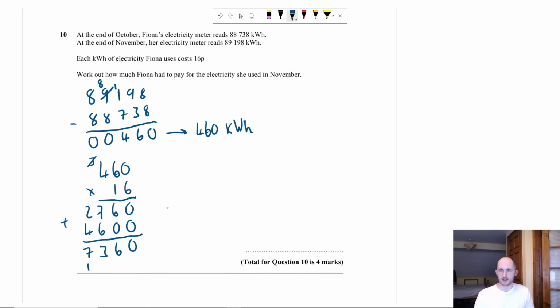And 7. So it costs 7,360p. So in other words, £73.60. But it doesn't say to give you a specific unit, so you don't have to give it in pounds. You can give it in pennies too.